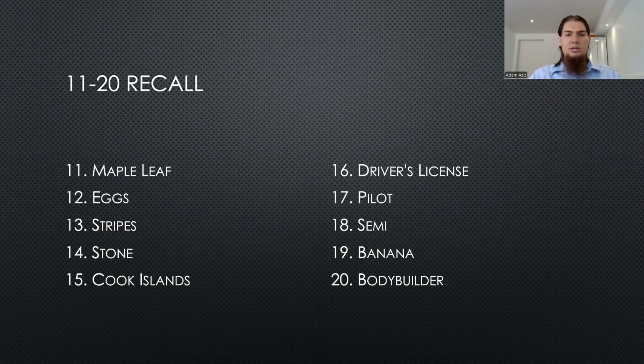Number 18 is salt. Number 19 is banana. What was in the blender with the banana? It was a carrot. Number 19 was carrot. And number 20 was bodybuilder. What was the bodybuilder practicing? He was practicing archery. Number 20 was archery.